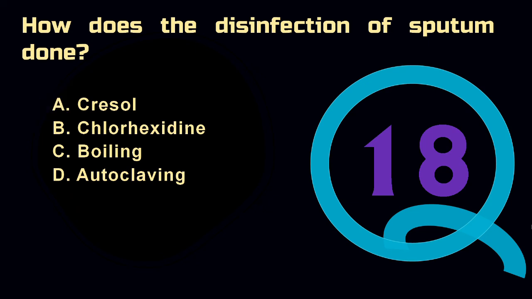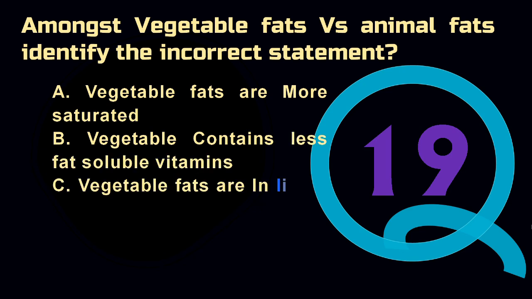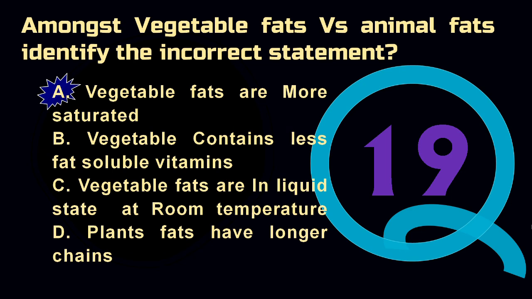The next question is, amongst vegetable fats versus animal fats, identify the incorrect statement. Option A, vegetable fats are more saturated. Option B, vegetable fats contain fat soluble vitamins. Option C, vegetable fats are in liquid state at room temperature. And option D, plants have longer chains. The animal fats are saturated fat, so option A is the incorrect statement, that is vegetable fats are more saturated. So the correct answer to this question is option A.